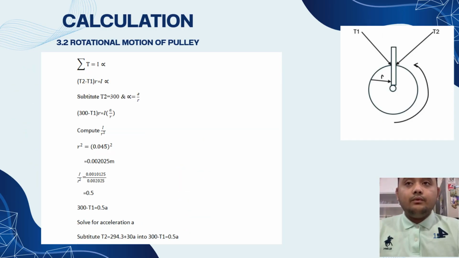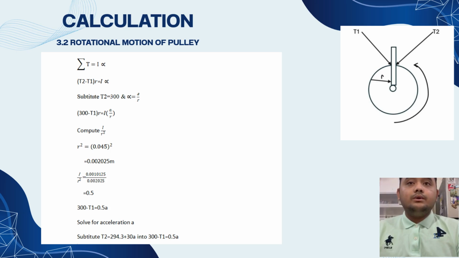So next we have to calculate the rotational motion of the pulley. So what is the rotational motion of the pulley? We have to find the T1 and T2. T1 is tension 1, T2 is tension 2. So we use the formula T2 minus T1 times R equal to I times the angular acceleration, which we have defined before too.